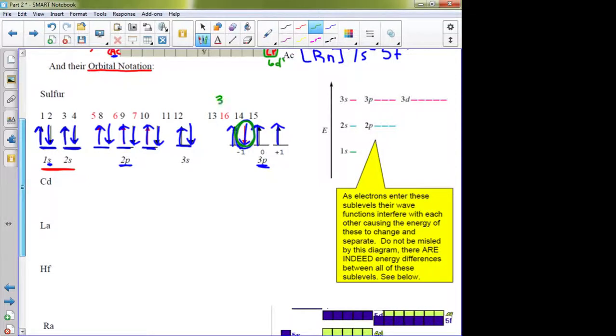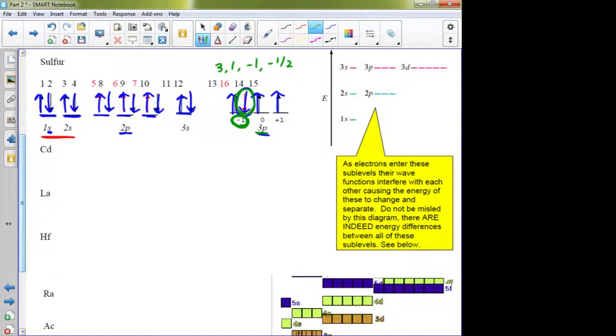3. Right? How do I know it's 3? It's 3p. Okay. What's L? If it's 3p, L is 1, because it's a P shape. What do we assign L if it's P? 1. Okay? What's the M? -1. Remember, we get M from the number line that we draw at the bottom. And what is S? -1/2 because it is a down arrow. You got that? All right.